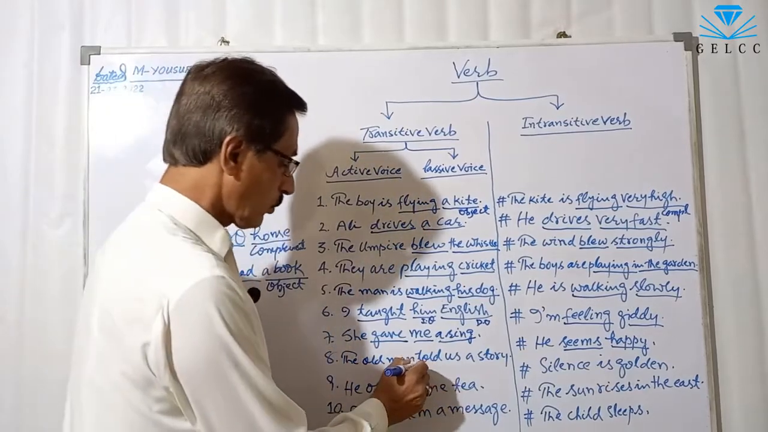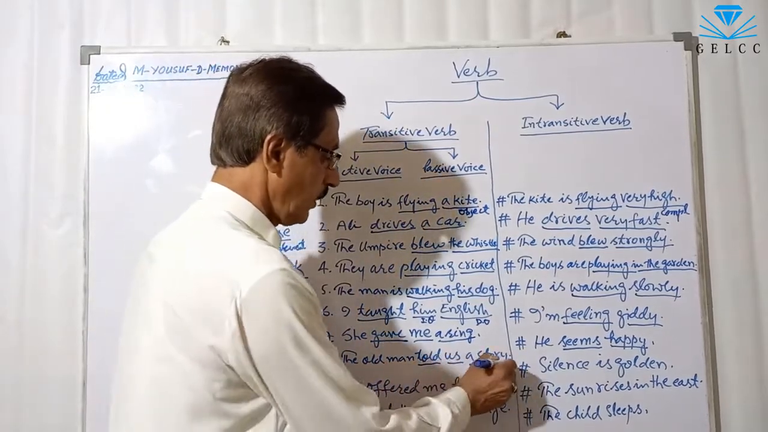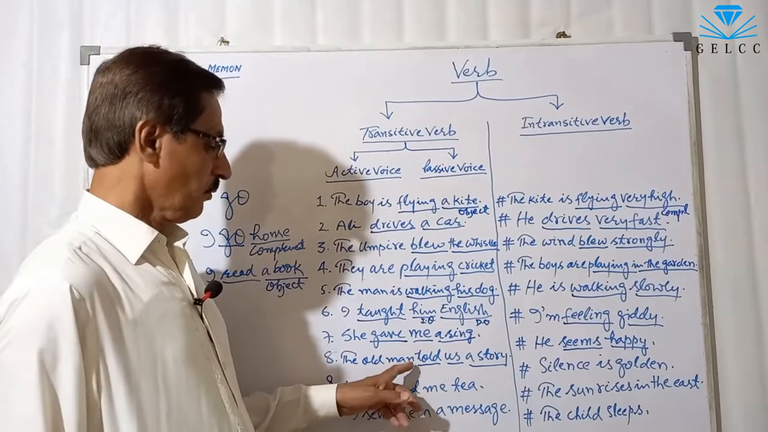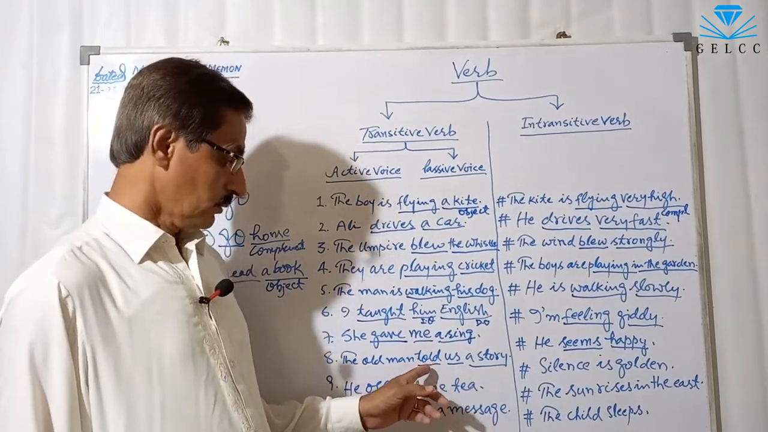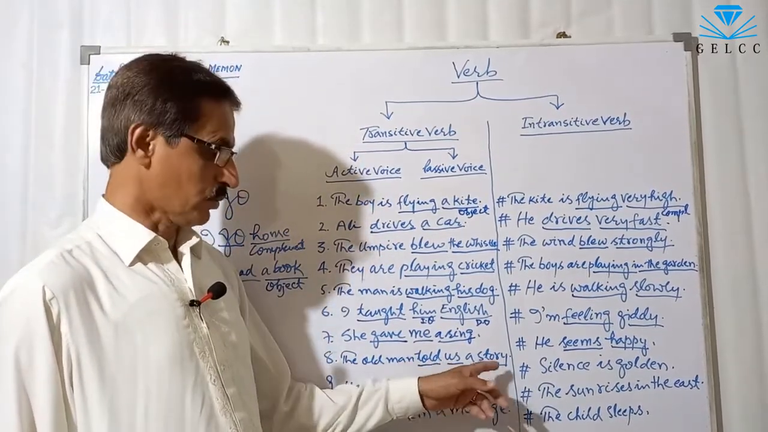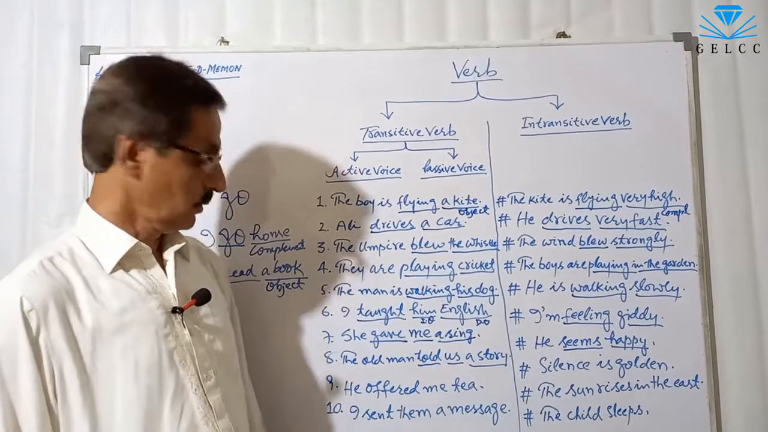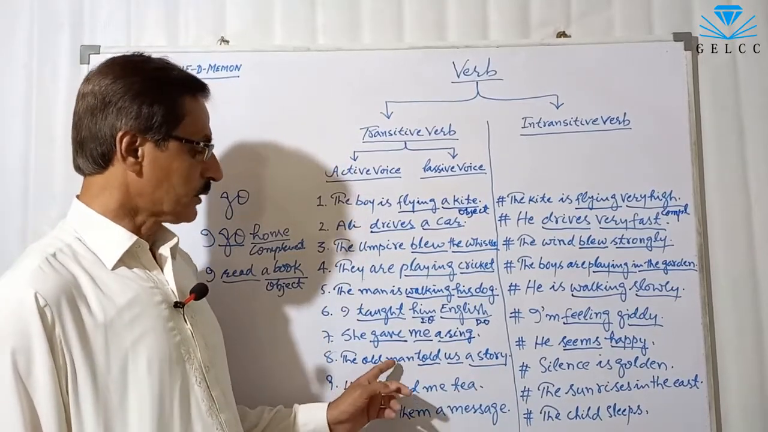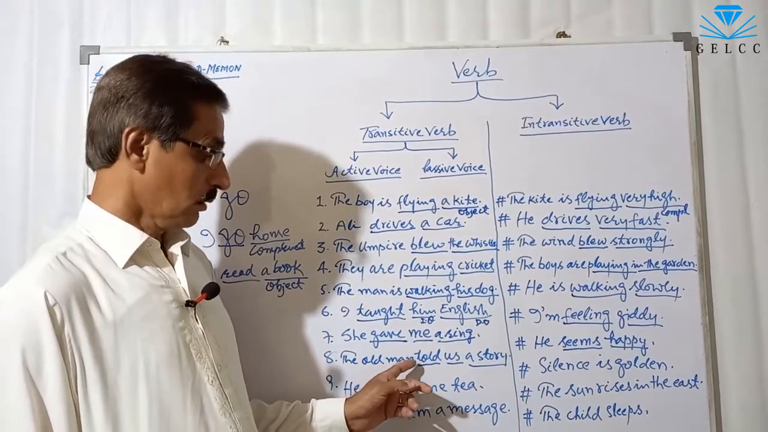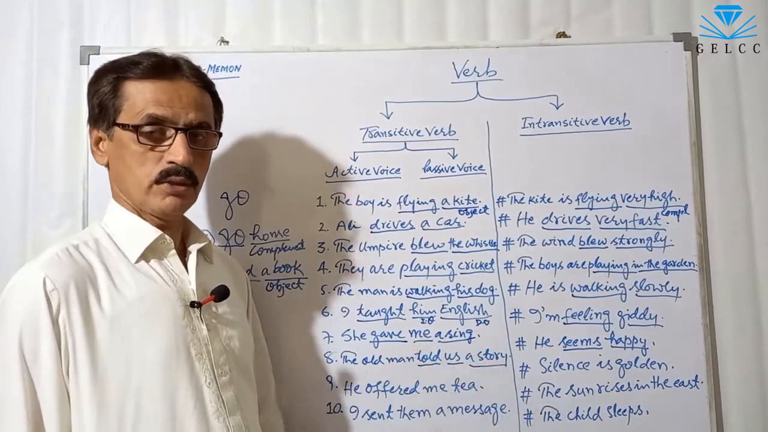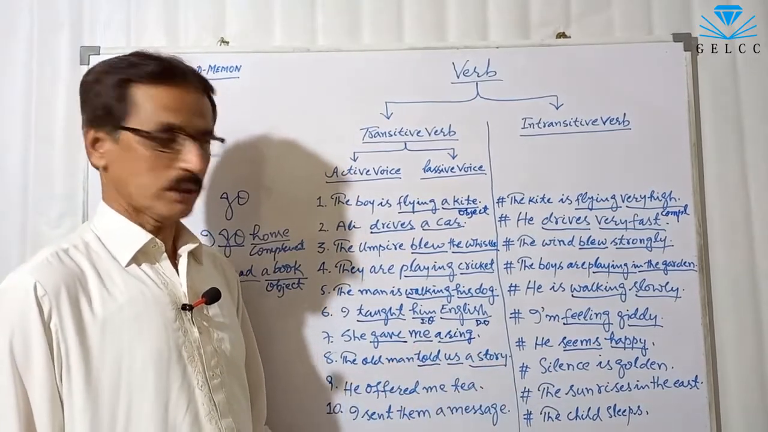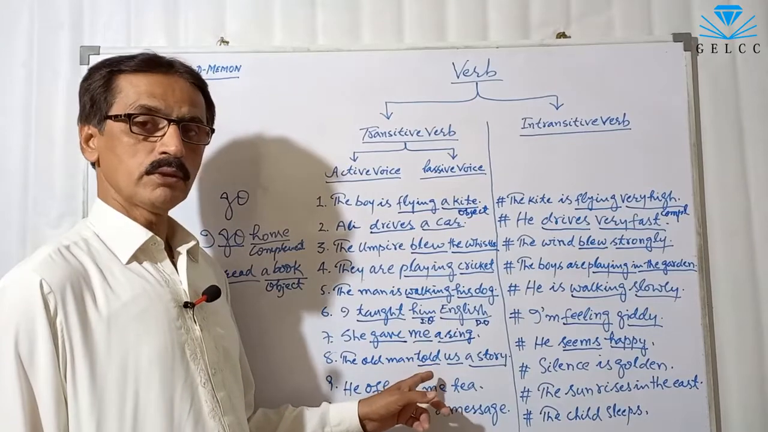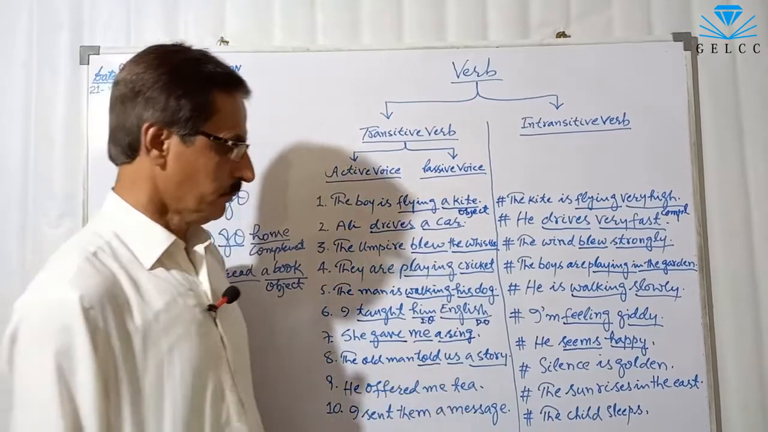The old man told us a story. What did the old man tell us? A story. A story is the direct object. Whom did the old man tell a story? Us. Us is the indirect object. Both are objects. So told is a transitive verb.